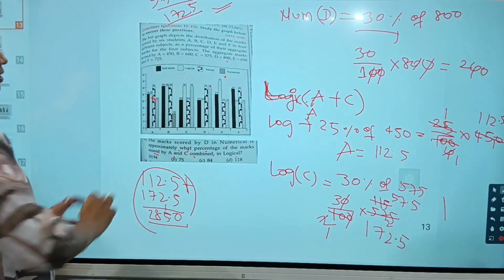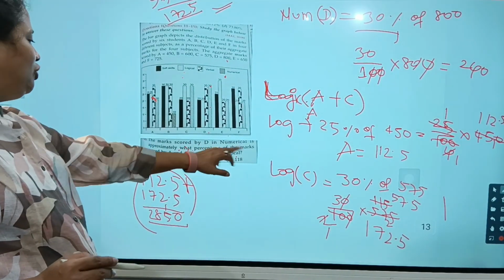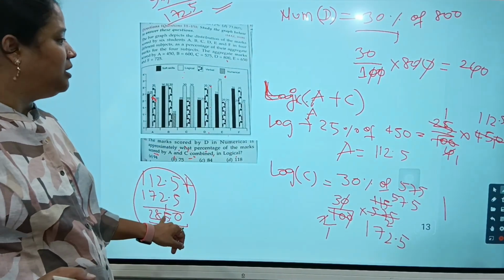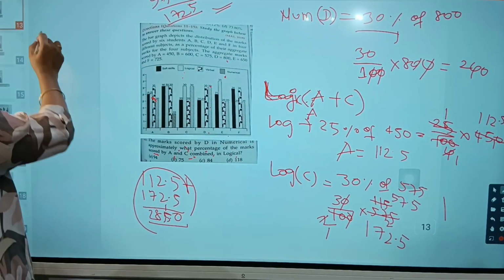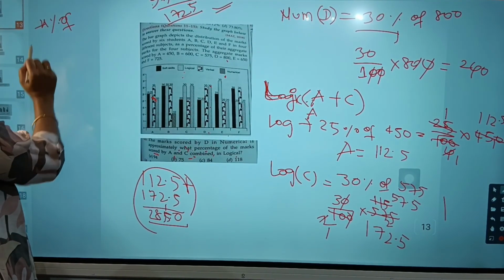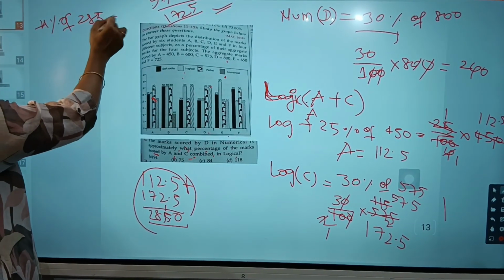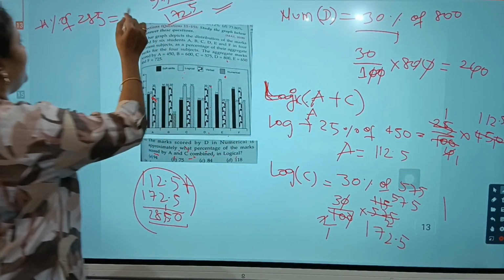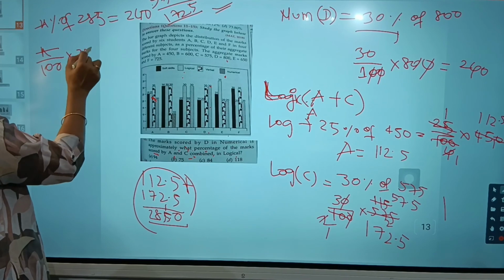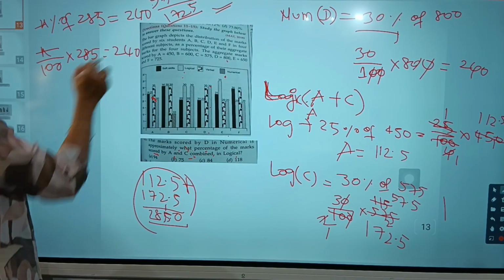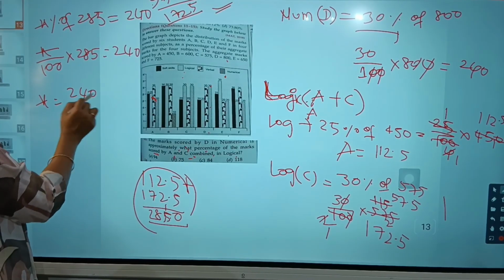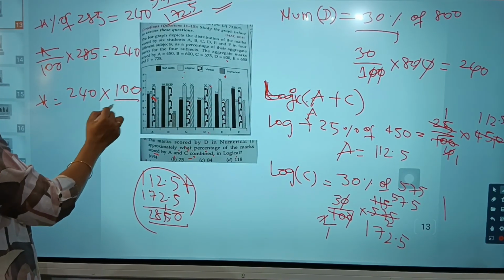It is 285. So marks scored by D in numerals is approximately what percentage of marks scored by A and C combined in logical? So X percent of 285 is equal to the marks scored by D, which is 240. X by 100 into 285 is equal to 240. Okay, X is equal to 240 into 100 by 285.